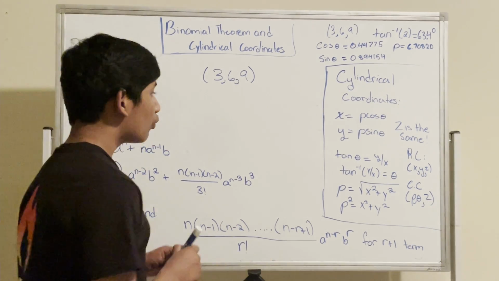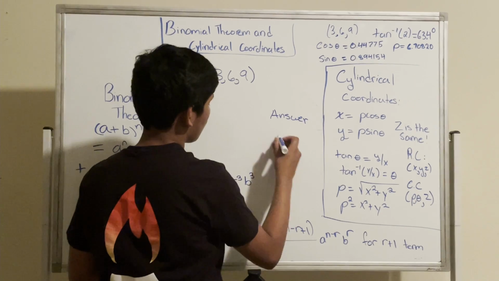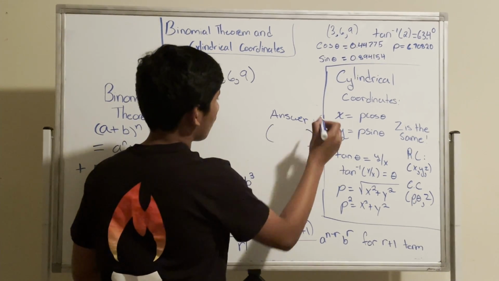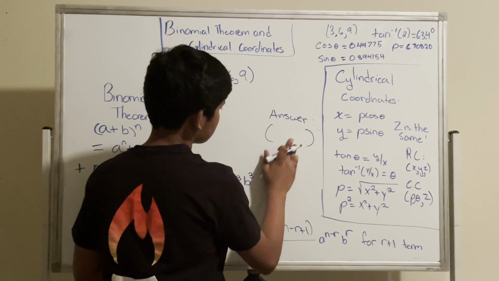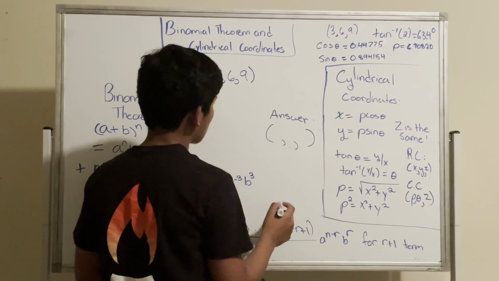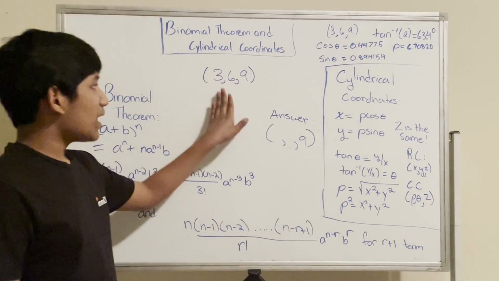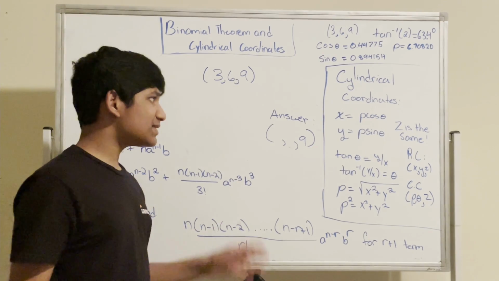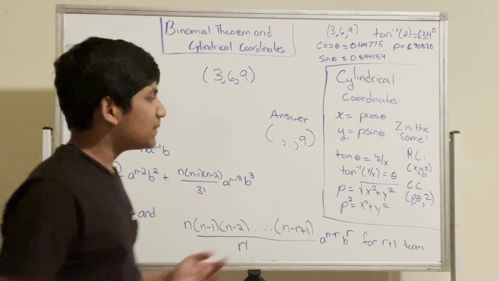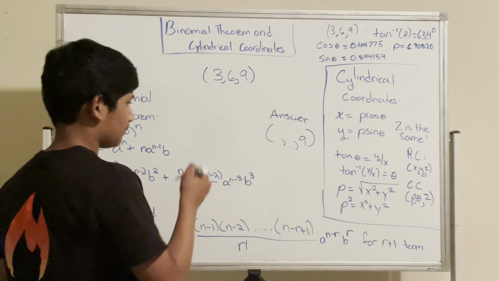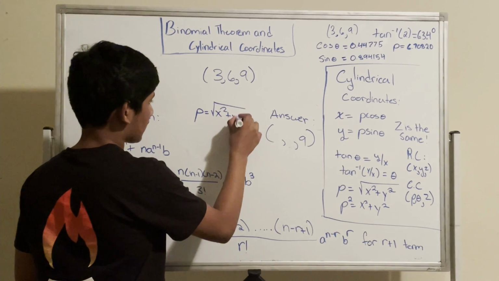Well, obviously, let's write our answer over here. We already know 1/3 of our answer. What do we know? Well, we know, obviously, that the z's are the same. So we'll just have 9. Now, we have to just operate on these using the formulas to get the P and the theta. So let's first get the P first. So P is just equal to the square root of x squared plus y squared.